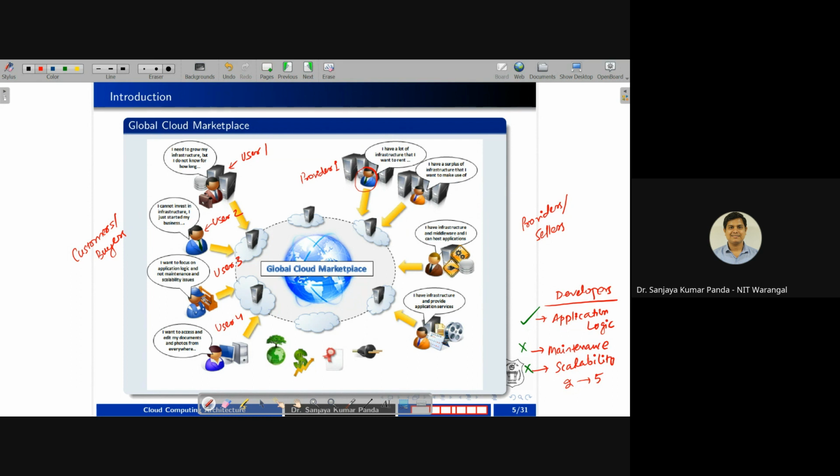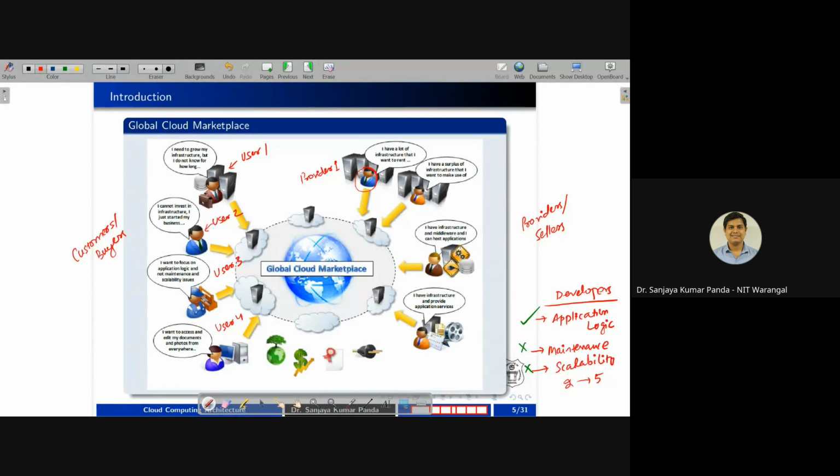Suppose somebody is having surplus infrastructure. Like we know that in village areas, if you talk about vegetables, or groceries, or rice or dal, there is a surplus amount, right? So they want to sell the surplus amount. Once they fulfill their local need, they want to send the remaining things outside to sell. So they will come to the cloud marketplace and they can fulfill the requirement of user one.